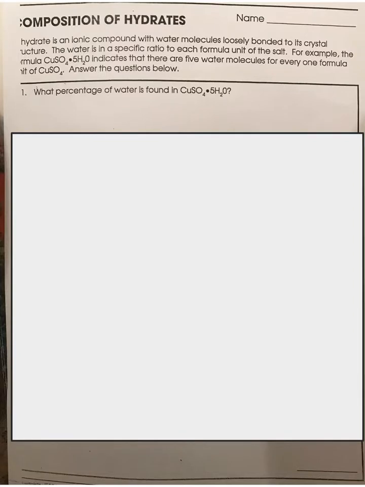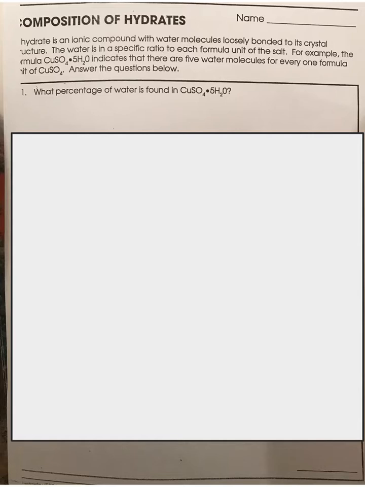All right, let's start with this first question here. It says, what is the percentage of water found in copper 2 sulfate pentahydrate? First thing we need to do is find what the gram formula mass is for the copper 2 sulfate and what the formula mass is for the 5 H2Os.